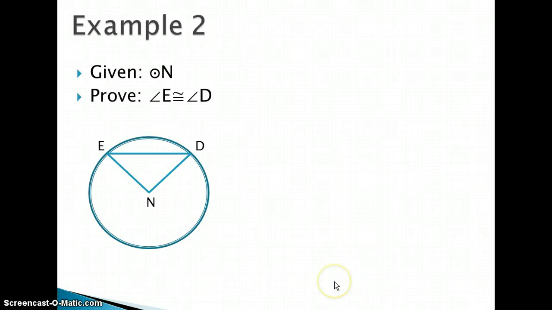So a proof. Well, this would be a relatively quick proof. We are trying to prove that we have angle E congruent to angle D, knowing that we have circle N. So again, you're given a circle. The first thing you should be looking for are what are my radii. So my radii are the segments that go from the center of the circle to the edge. So N is my center. The edges are E and D. So NE and ND are going to be congruent. So looking at that information right now, I know that I have two congruent sides, which means it's an isosceles triangle. But more importantly, it's going to help me prove that angle E is congruent to angle D.